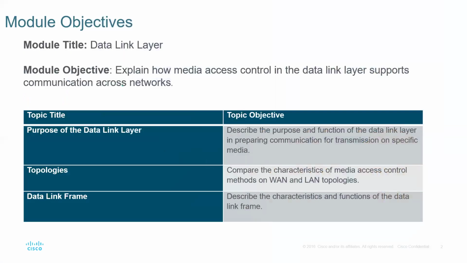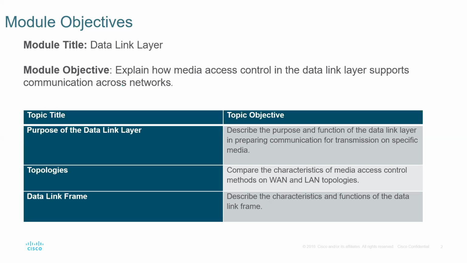Right, main objective of this module is to explain how media access control in the data link layer supports communication across networks. And we're going to be looking at the purpose of the data link layer, also look at the different type of topologies that we have, obviously relating that to the data link layer. Why is it important that we know the type of topology that we are dealing with?